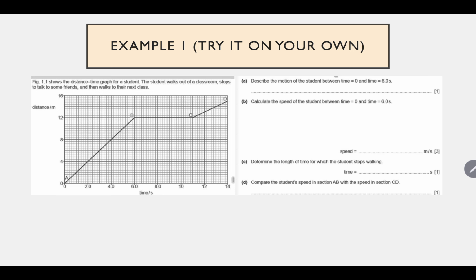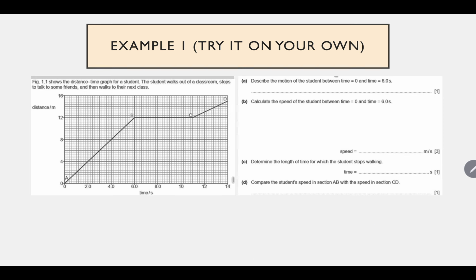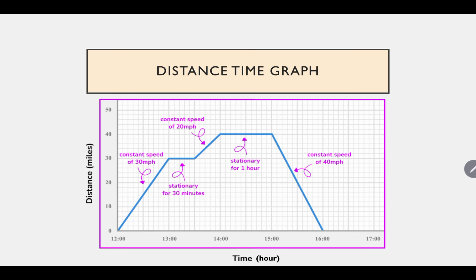In the first part, they're giving me distance, which is on the y-axis, and time, in hours, on the x-axis. As you can see, the slope is going up in a straight line. Distance is increasing, time is increasing. So this is constant speed.